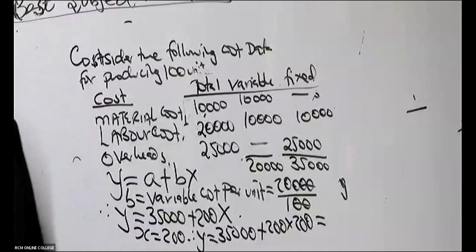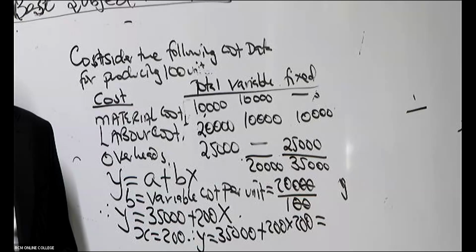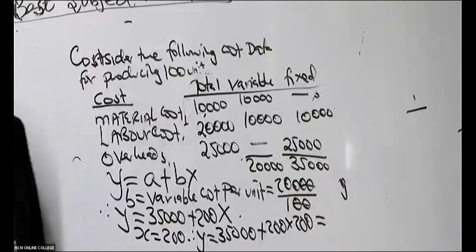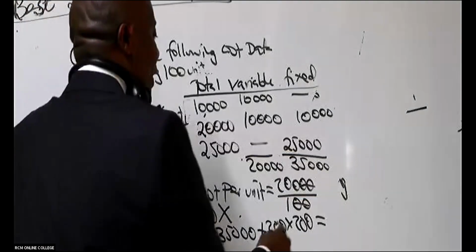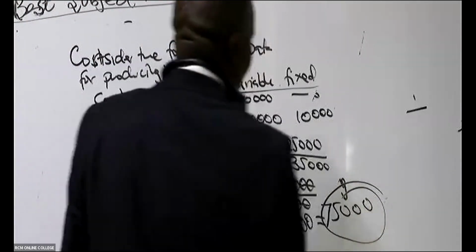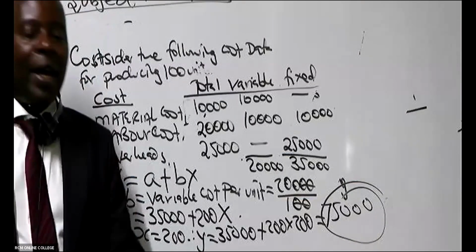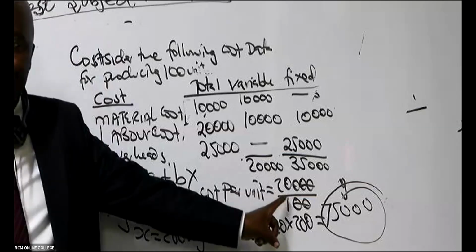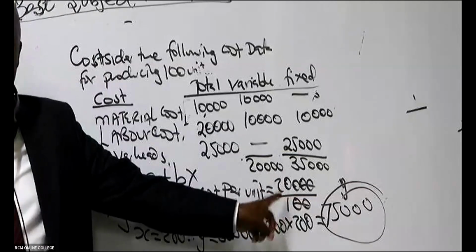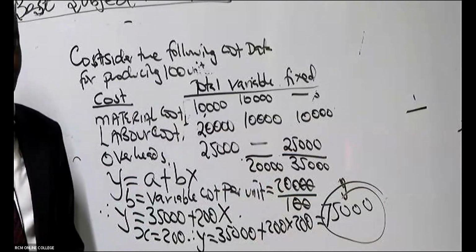So then this will end up giving us what figure as the answer? 75,000. So there is a great ninja who is asking me a question, and I always regard all questions as good. The ninja is asking me, Mwalimu, why are you dividing this by 100? Why are we dividing this by 100? Is there somebody who can assist us here?